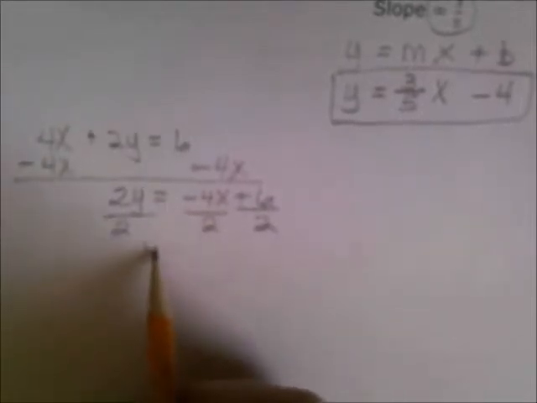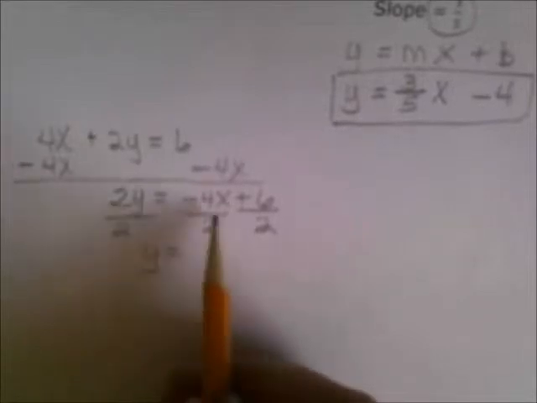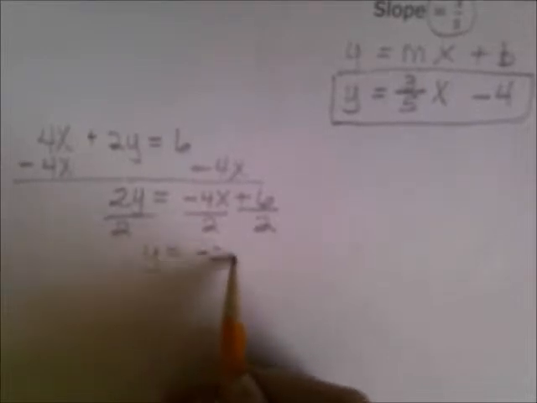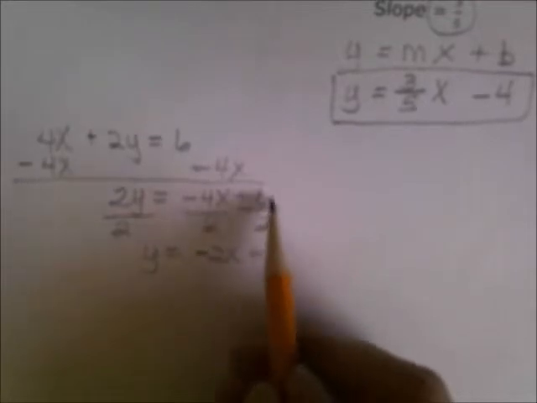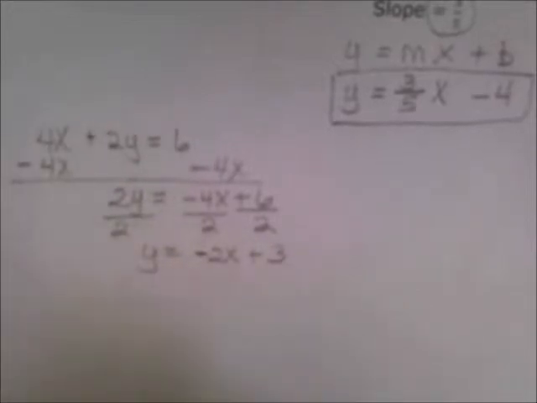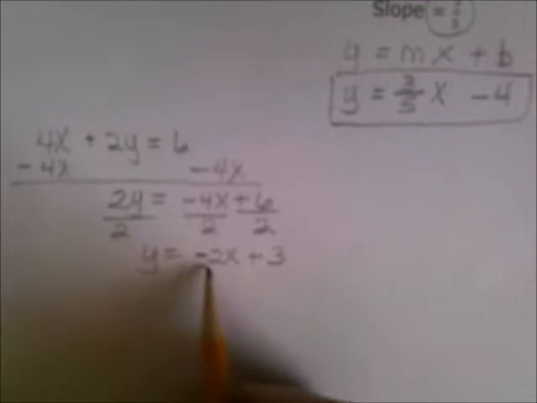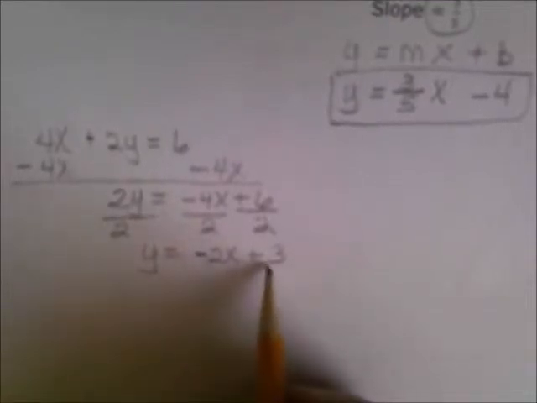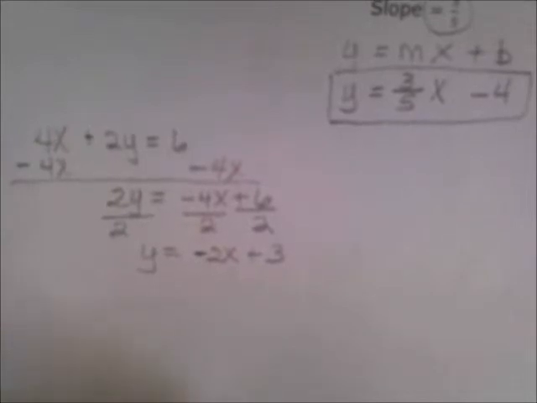So on this side we'll have y, those 2's cancel. -4 divided by 2 is going to give us -2x plus 6 over 2, which is 3. 6 divided by 2 is 3. Okay, so now what we have is -2 is our slope, and our y-intercept is 3.